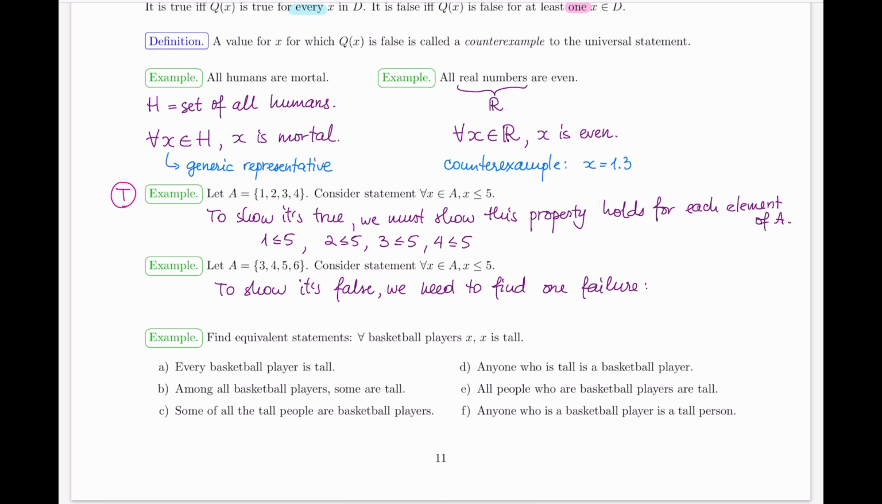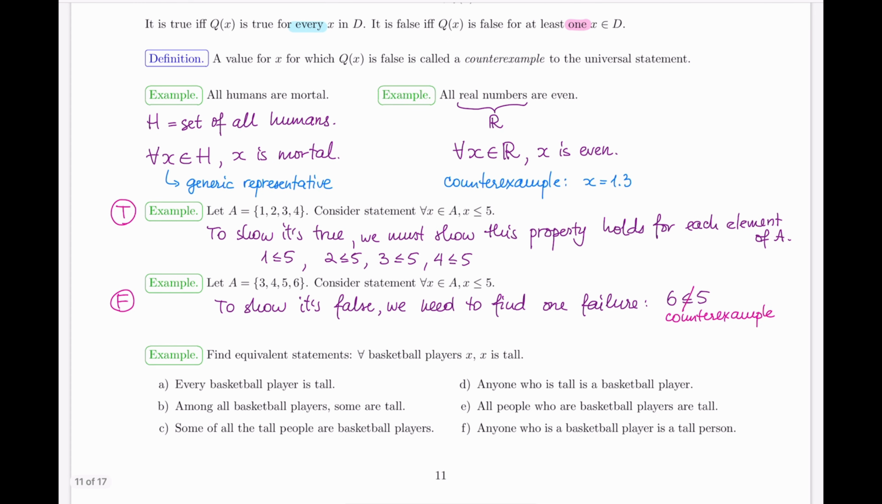Okay, so what do I have in this case? What elements can I find here? Again, at least one for which this property does not hold. Well, I can see, for example, that 6 is in there. 6 is certainly not less than or equal to 5. So this is my counterexample, and this allows me to say that this universal statement is false. So once again, highlighting this fact, I'm going to keep my color scheme from above. Showing that something is true, we have to show that it's true for each and every element of the set. Showing something is false requires me finding one or more failures.